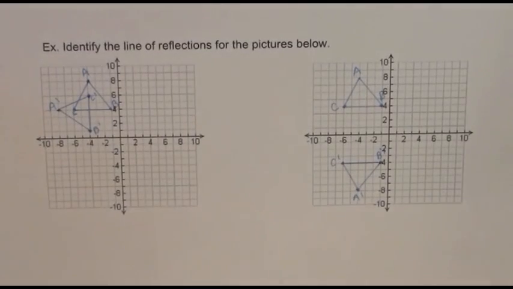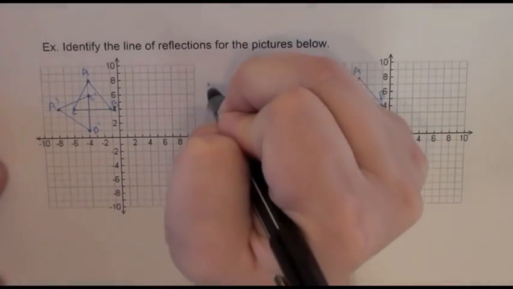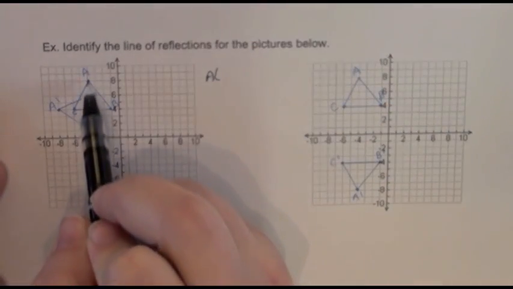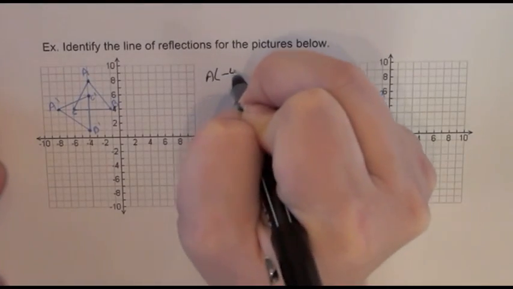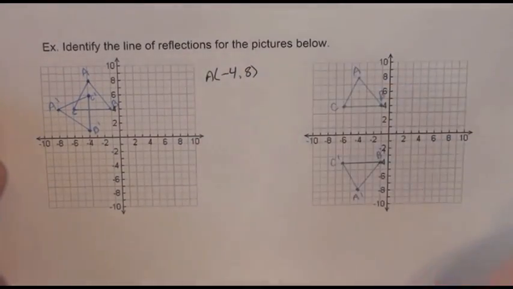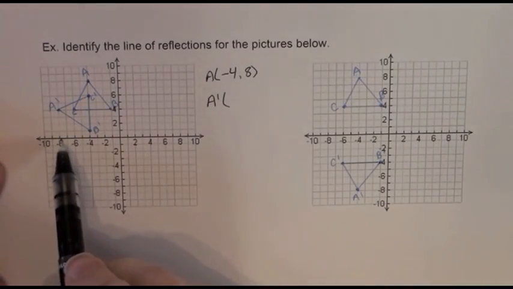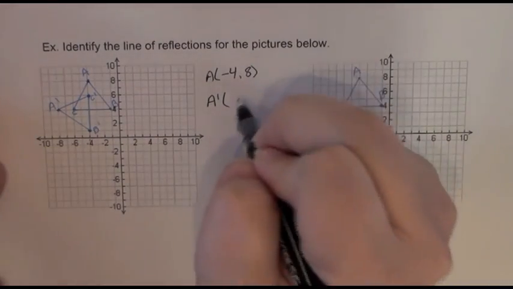Identify the line of reflections for the pictures below. Now, it's kind of up to you. Some people can look at the picture and very quickly tell what the line of reflection is. I personally prefer looking at the points. So this takes the point A, which is (-4, 8), and it changes it to A prime, which is (-8, 4).